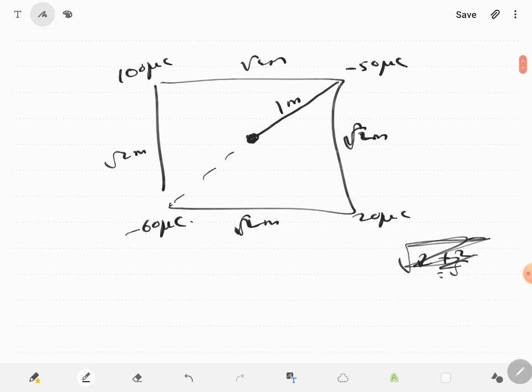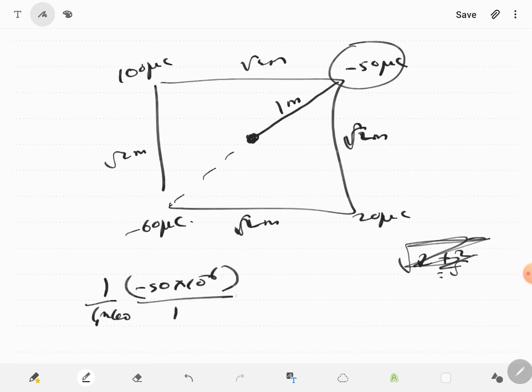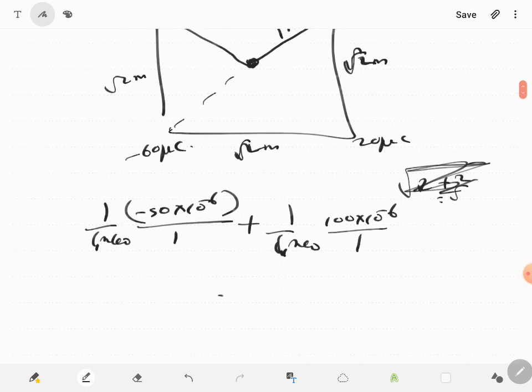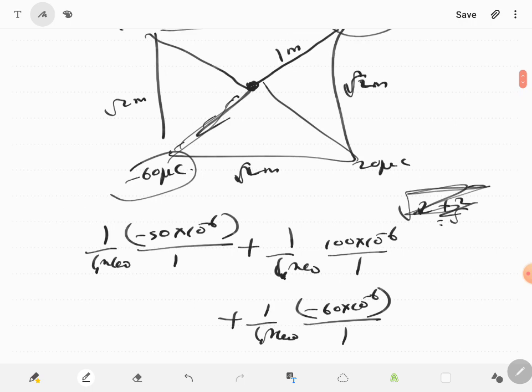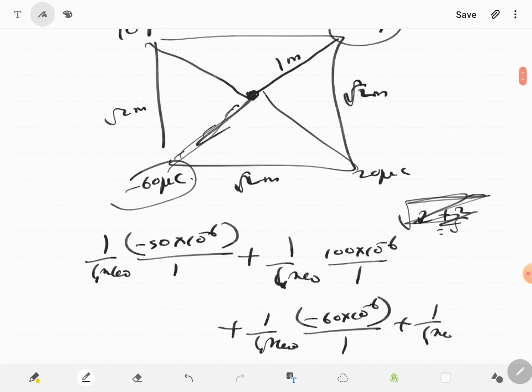So then due to this charge, what is the potential? 1 by 4 pi epsilon naught into minus 50 into 10 to the power minus 6 by 1 meter, plus due to this charge, 1 by 4 pi epsilon naught into 100 into 10 to the power minus 6 by 1 meter, plus due to this charge, 1 by 4 pi epsilon naught into minus 60 into 10 to the power minus 6 by 1 meter, plus due to this one, 1 by 4 pi epsilon naught into 20 into 10 to the power minus 6 by 1 meter.